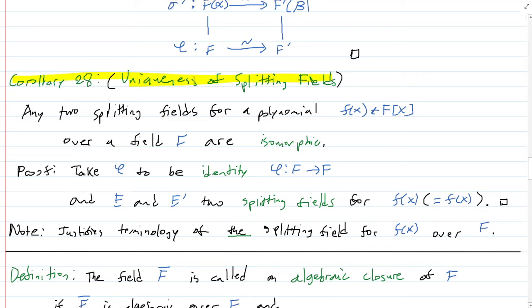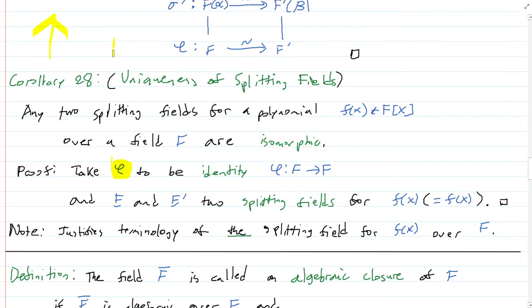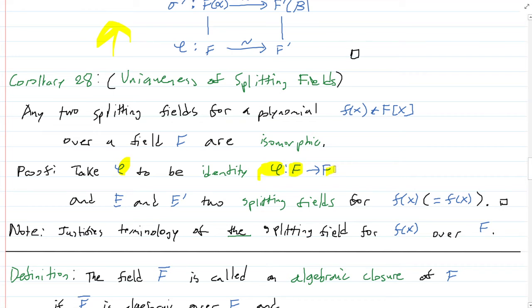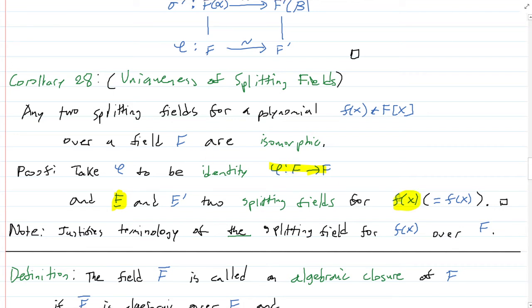Corollary 28 is the uniqueness of splitting fields, which says that any two splitting fields for a polynomial f(x) with coefficients in F over F are isomorphic. This is what I promised the last theorem was about. You specialize the last theorem with the isomorphism being the identity between F and F, so now F and F prime are the same. You take E to be a splitting field of a polynomial f, and E prime to be the splitting field of the same polynomial f, and you say they're two distinct splitting fields.